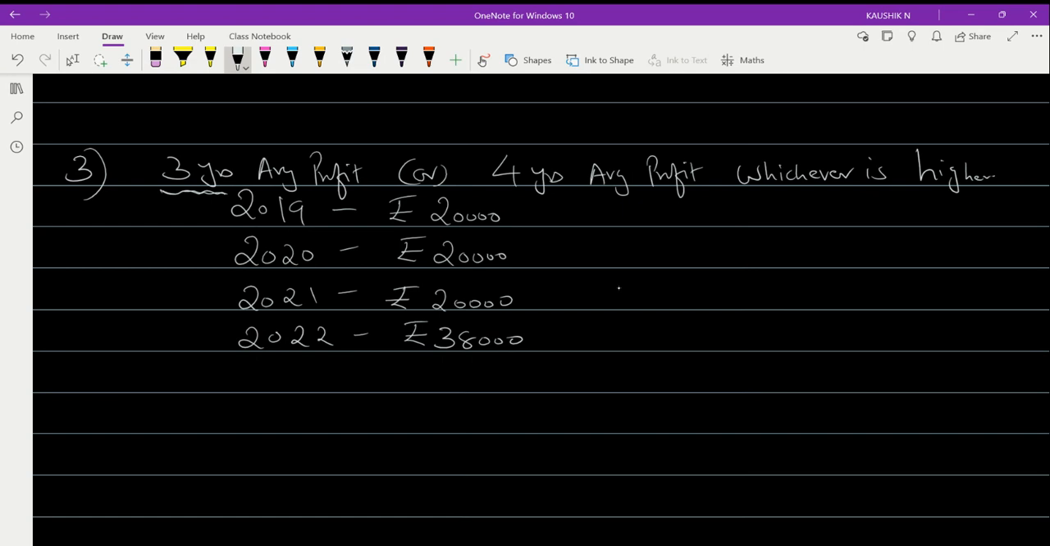Yes, we have to take 22, 21, and 20. Which are the years? Tell me. 22, 21 and 20. Exactly, good. So when it comes to 3 years, these are the years and values you have to take. Whereas when it comes to 4 years, all these 4 will be taken into account.